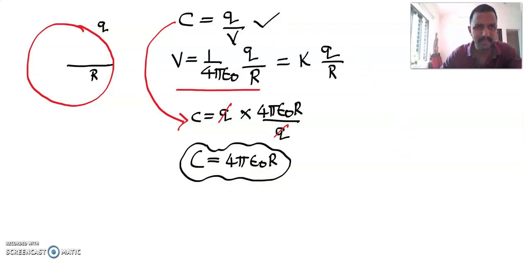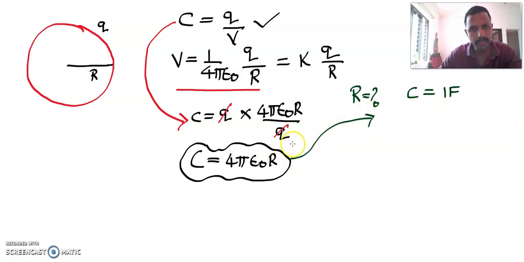Then let's have a situation where we have to calculate the radius of a spherical conductor whose capacitance is 1 farad. What's given to us is that the capacitance of that spherical conductor is 1 farad. How can we calculate that? We could substitute it directly over here. As we know, C is equal to 4 pi epsilon 0 R. If I substitute it over here, 1 is equal to 4 pi epsilon 0 R.